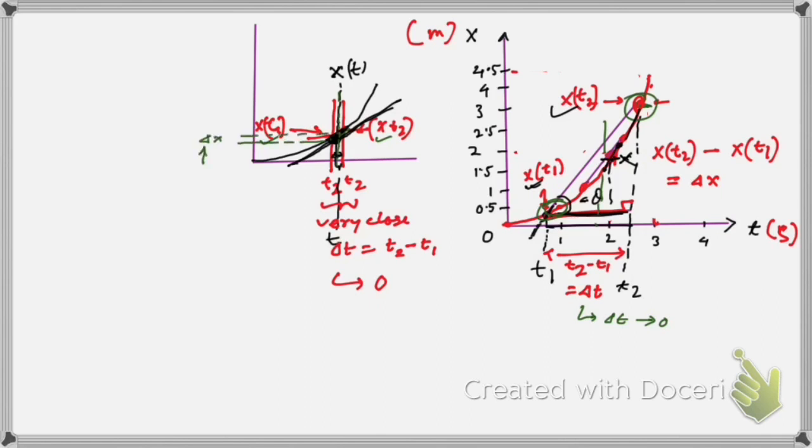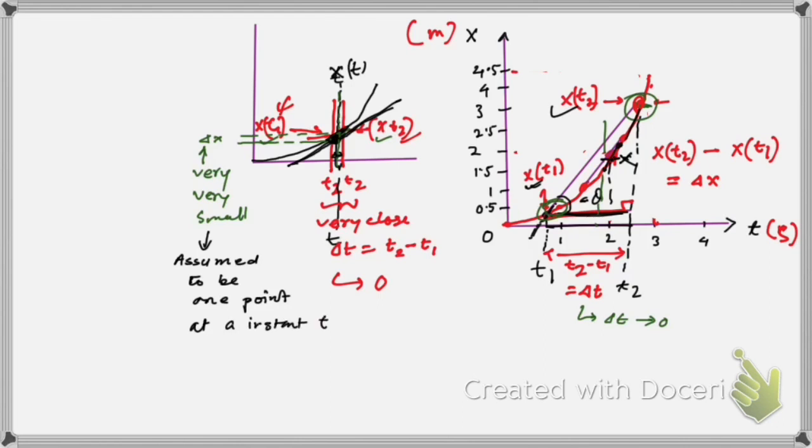this del x is also very small now. The separation between these two positions, final and initial position, is very small now, so they are assumed to be a single point at an instant t, right? At an instant t, and the tangent at this point makes, suppose, angle theta with the time axis. Then here you see del t tends to 0 because we have taken the difference between t1 and t2 to be very small, tending to 0.